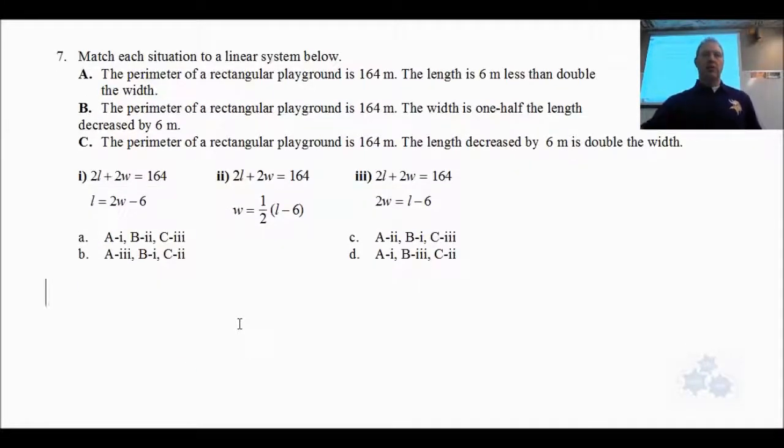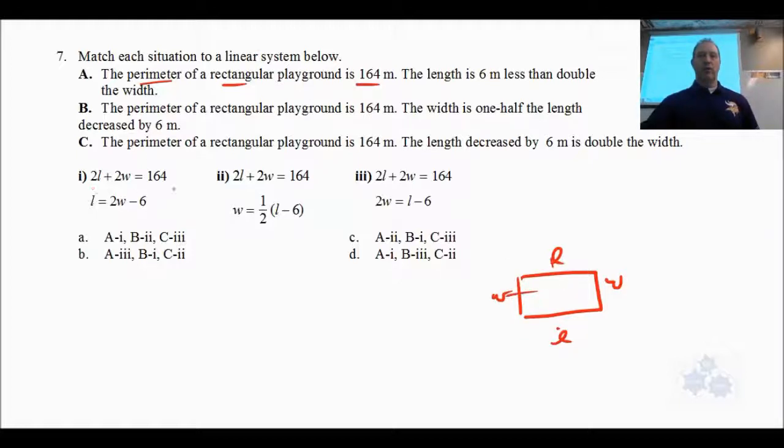So match each situation to a linear system below. So again, we're practicing writing equations. This is still early on in the chapter, right? The perimeter of a rectangle playground is 164. Okay, perimeter, rectangle. Awesome. You can jot that down if you want. But we have width, length, width, length. So 2 widths plus 2 lengths has to equal 164. That looks like all of them here, right? 2 widths plus 2 lengths.